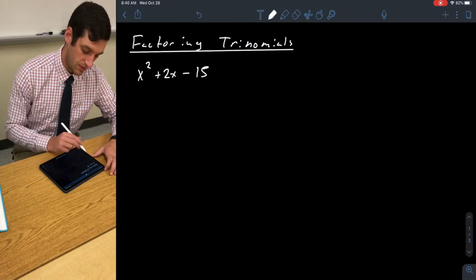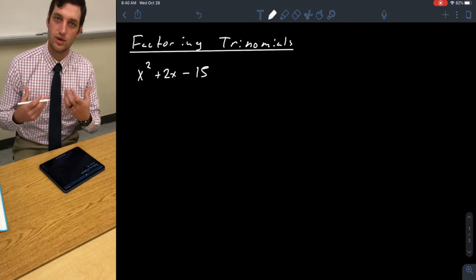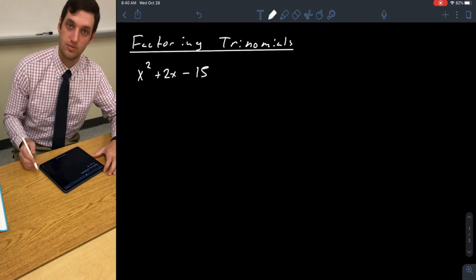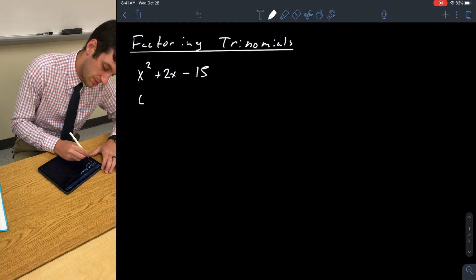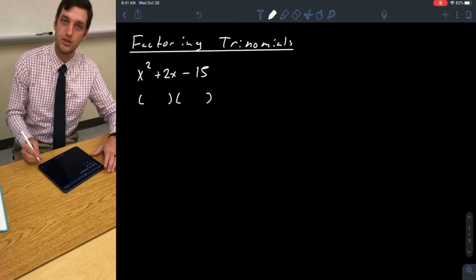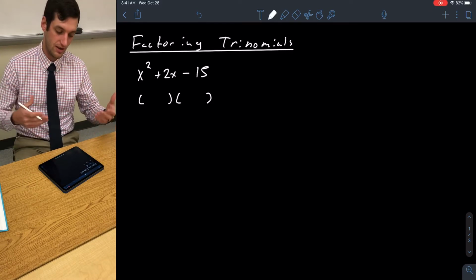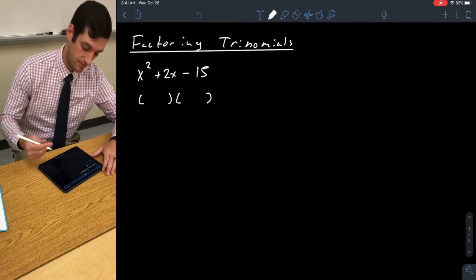So we're going to have to find two things that multiply together to give us x squared plus 2x minus 15. It turns out that it's going to be two binomials. The two binomials, what we did last week, binomial multiplication, are what multiply to give us x squared plus 2x minus 15.